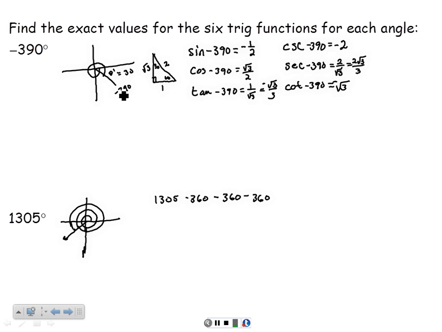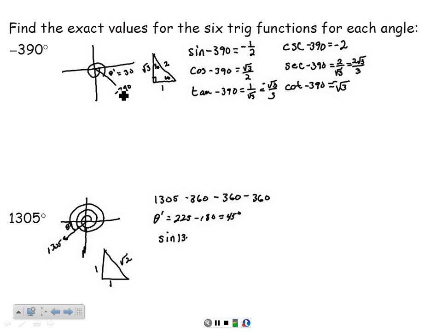Alright, so we are looking for this reference angle here. So 225 minus 180. That's going to get us to 45 degrees. So our reference angle is 45 degrees, so we can use our special right triangle, 1, 1, square root of 2, to do our 6 trig functions. And we are in quadrant 3, so tangent and cotangent are the only things positive.